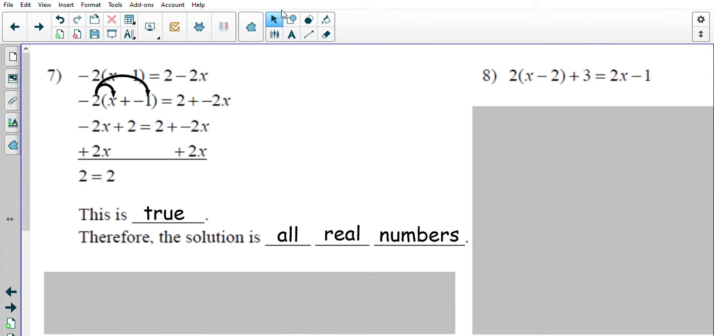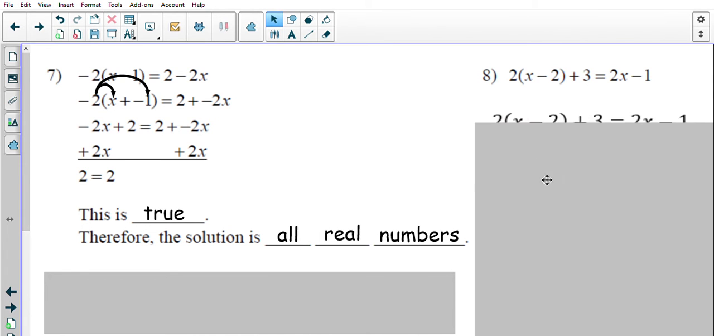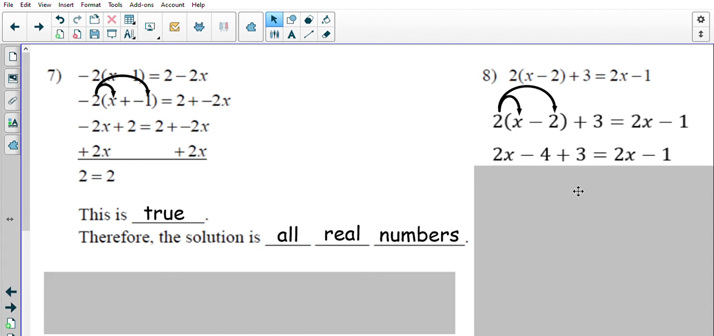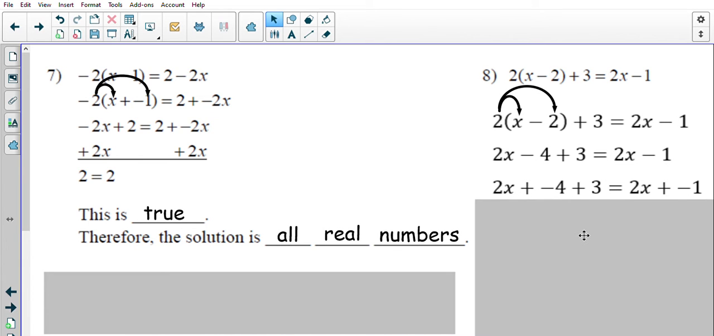All right, let's take a look at question number 8. So we are going to start by distributing this 2 into the parentheses. So we do 2 times x and 2 times 2. So 2 times x is going to be 2x minus 2 times 2, which is 4, plus 3 equals 2x minus 1. I did add the opposite in my next step before I simplify, and I do strongly suggest simplifying before you go to solve it. It just makes things a little easier.